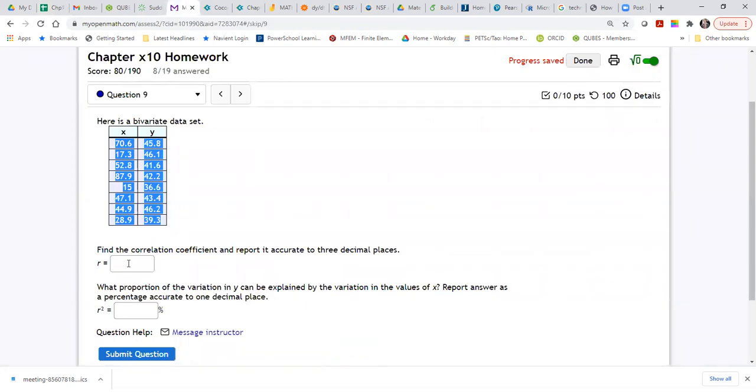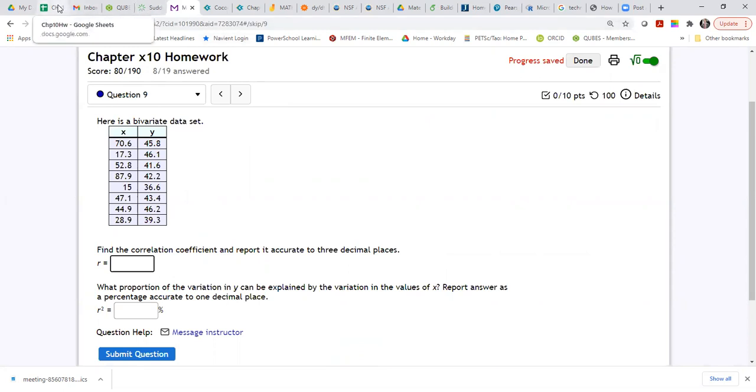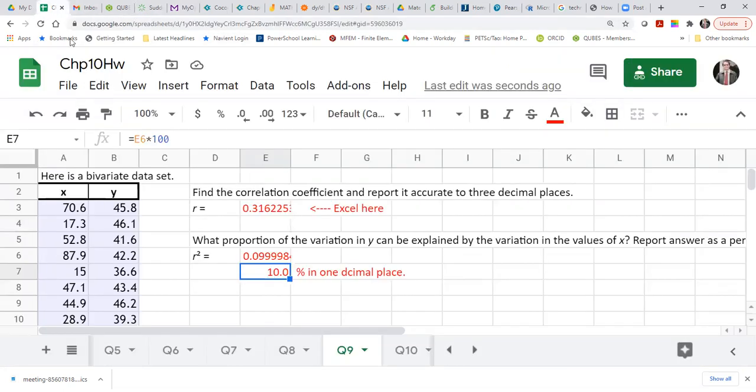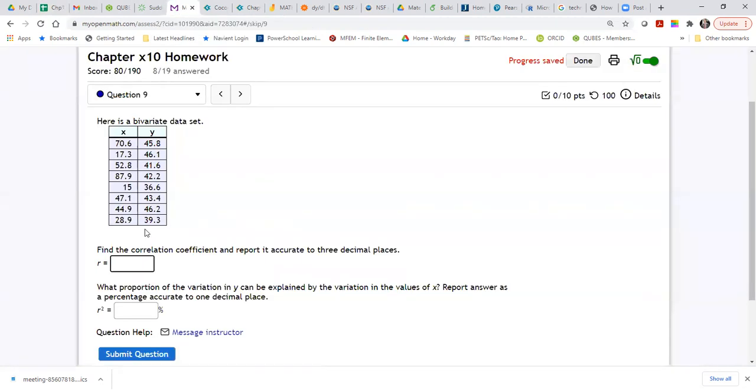Oh, okay, so you need to put the R here. How many decimals? 3 decimals, right? So 0.316. And this is 10, right?